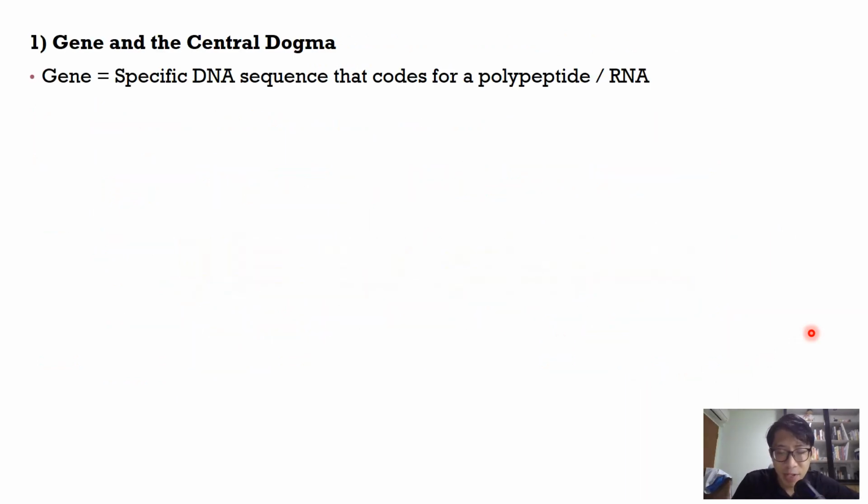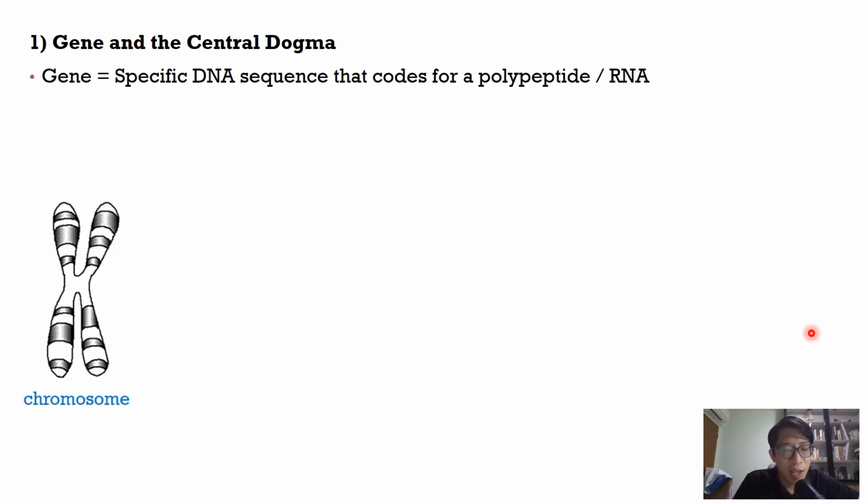So a gene is a specific DNA sequence that codes for a product. The product can be a protein or a polypeptide, or a particular RNA molecule, like a rRNA or a tRNA. Okay, so in a chromosome, right? A chromosome is made of a DNA molecule, right? Or a chromosome is made of a molecule of DNA.